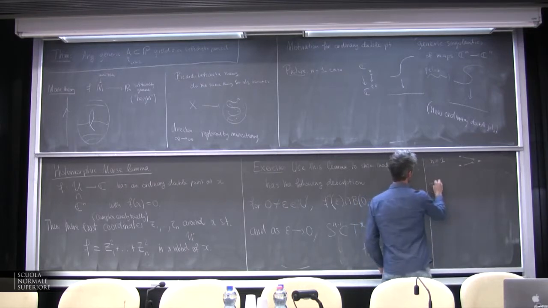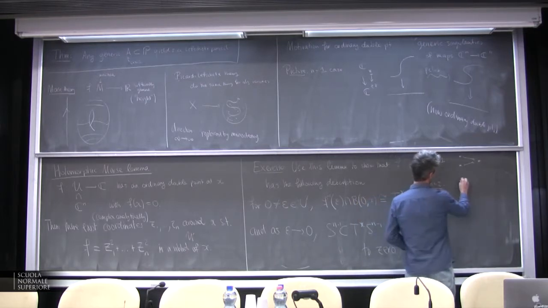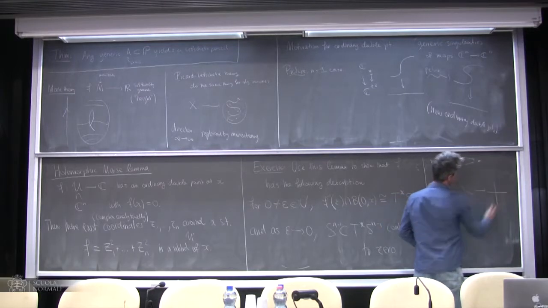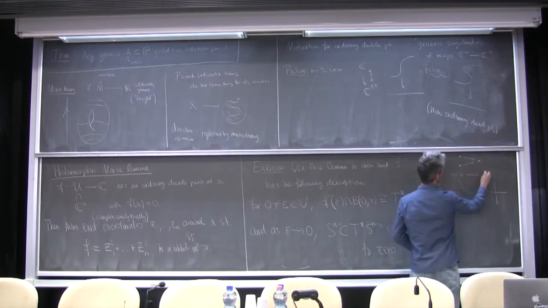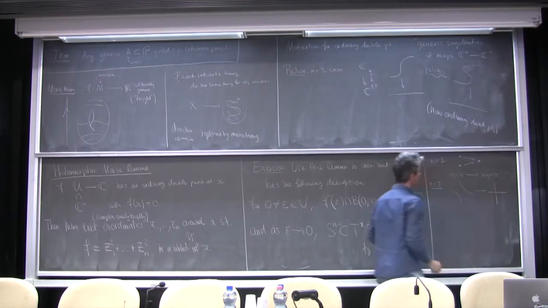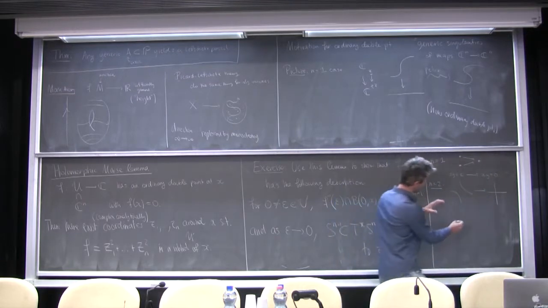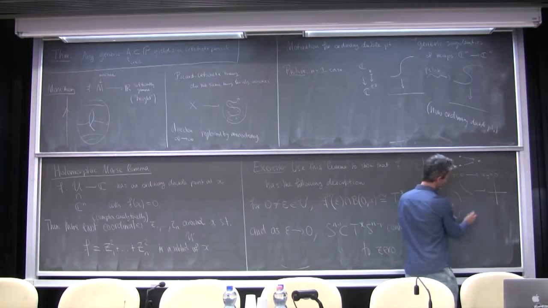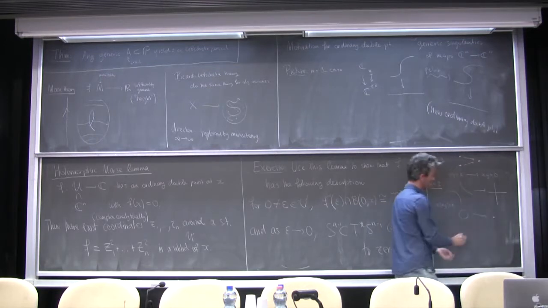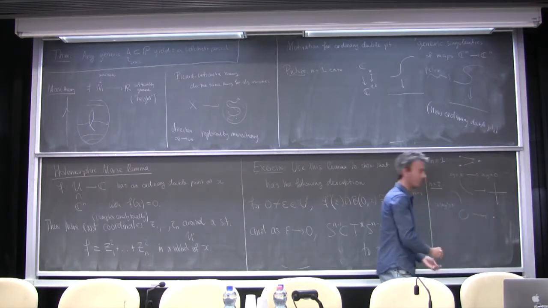For n equals 2, that's the picture of xy equals 1, xy equals epsilon, degenerating to xy equals 0. Or another way of seeing it, where you see the 0 section, is x squared plus y squared equals epsilon, degenerating. So in this picture, you see the circle that is contracting in the limit.